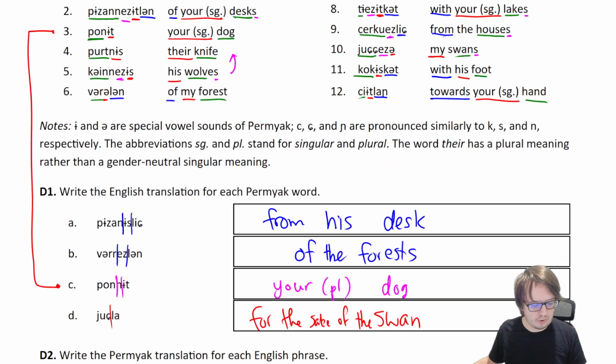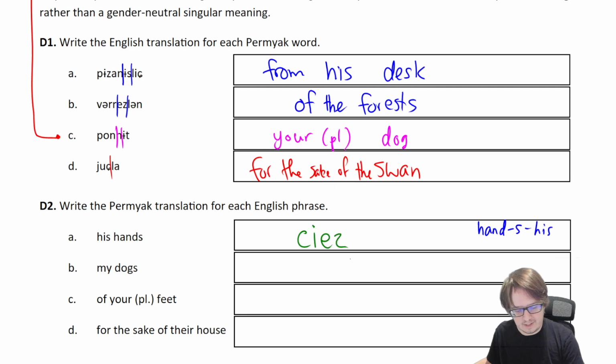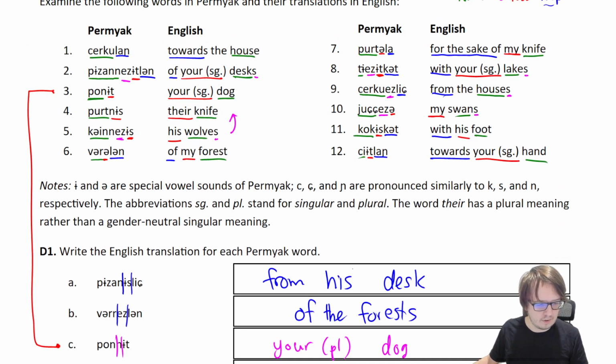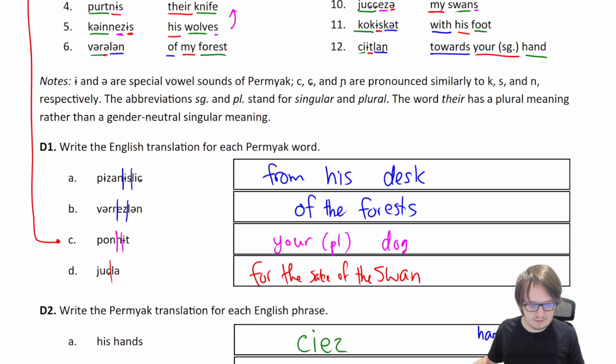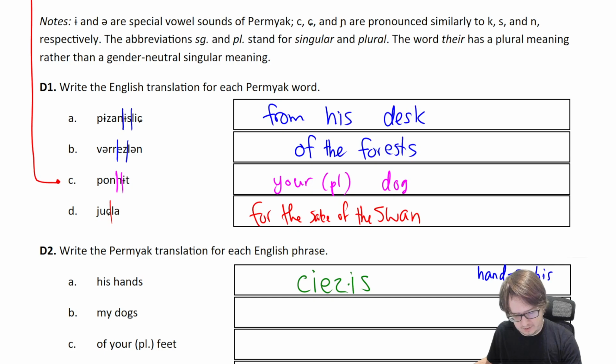Hands is going to be the plural. We know this is ez. And then what is his? Well, if we take a look at the data and we find his, that is going to be is. So E with a line through it. If you're wondering how that's pronounced, that's like the second vowel in roses. It's kind of a high mid vowel.